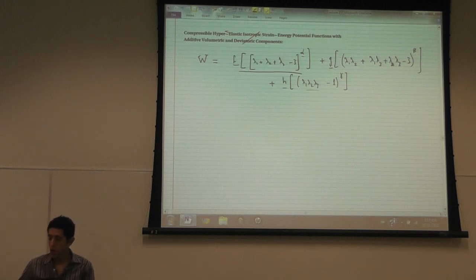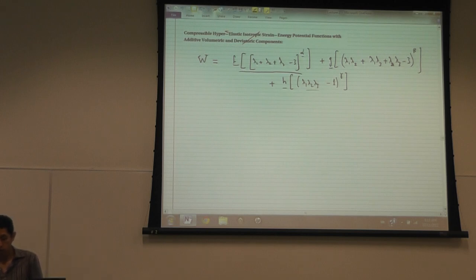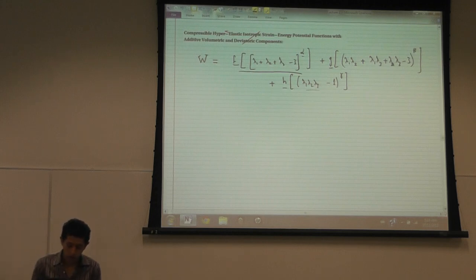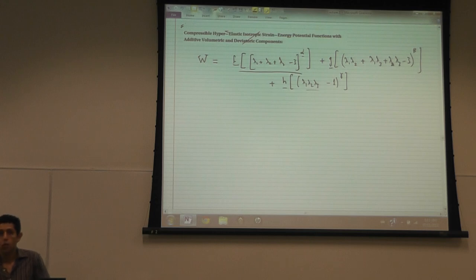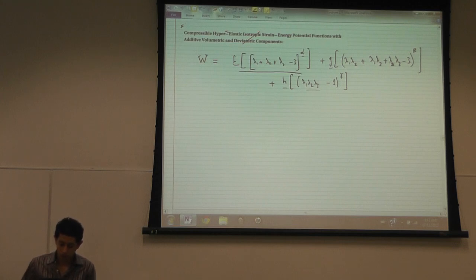Now, the form that's mostly used, that you're going to find in the literature, decomposes this energy into two terms: a term for a change in volume and a term for the change in shape. So we already know that F, the deformation gradient, is equal to a rotation matrix multiplied by the diagonal matrix of the stretches, multiplied by another rotation matrix Q transpose.